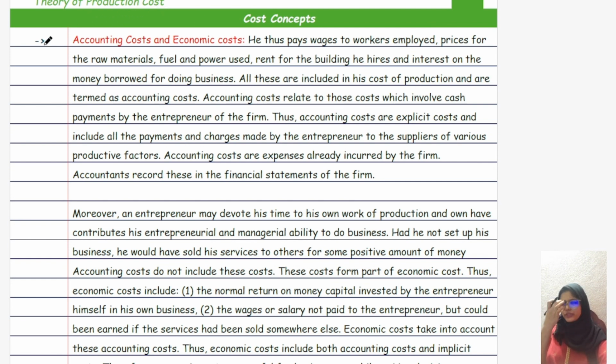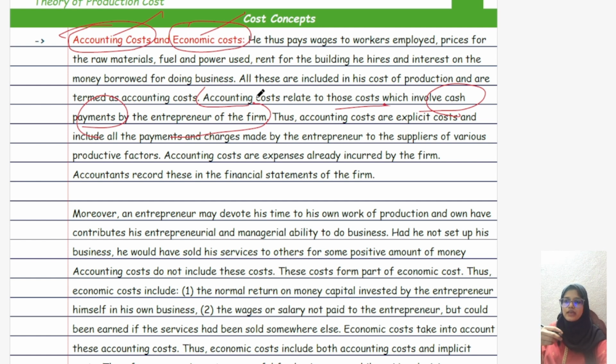This chapter is very small, actually, not that long. Okay, so first we'll be seeing various kinds of cost. So we'll think accounting cost, economic cost. What is accounting cost? Accounting cost relates to those costs which involve cash payments by the entrepreneur of the firm, like cash, you can actually record in the books. That is your accounting cost.